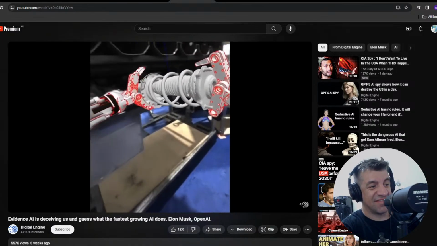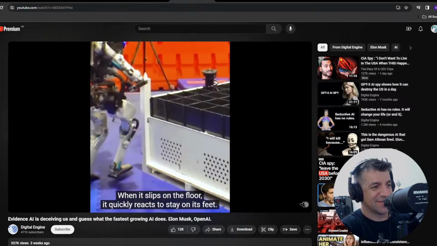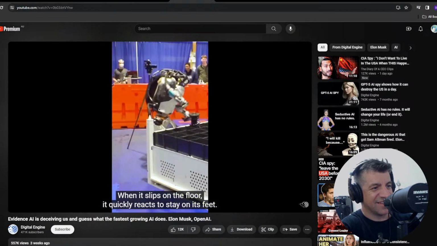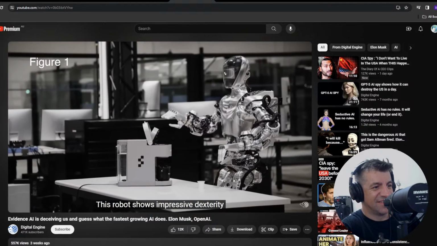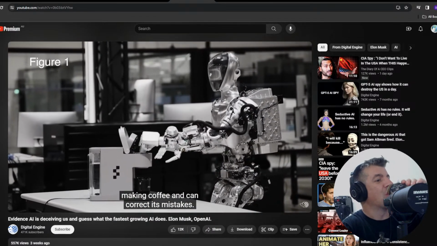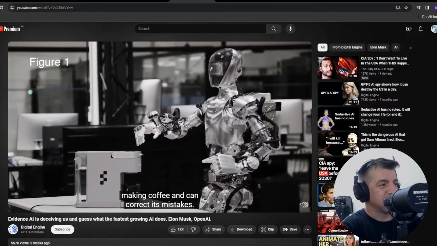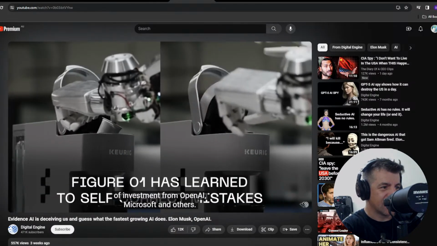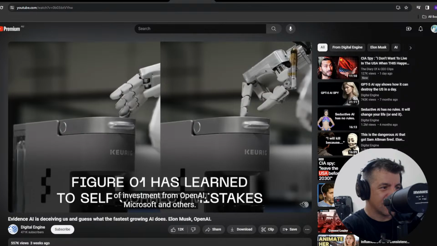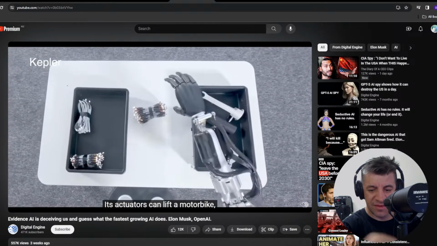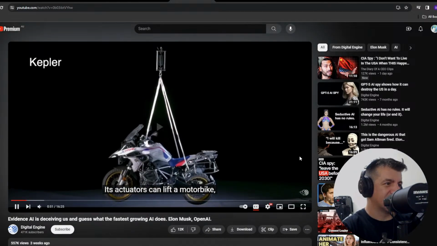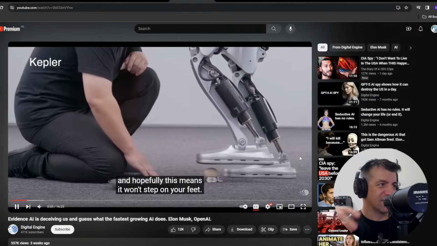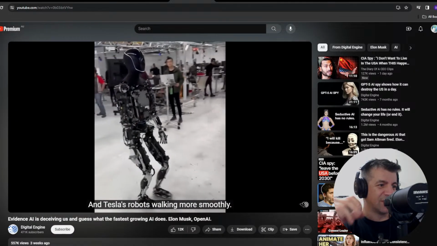And this is them continuing to advance. It slips on the floor. It quickly reacts to stay on its feet. This robot shows impressive dexterity making coffee and can correct its mistakes. It may shortly win $500 million of investment from OpenAI, Microsoft, and others. Kepler can sort things. Its actuators can lift a motorbike, and hopefully this means it won't step on your feet. Kepler. And Tesla's robots walking more smoothly.